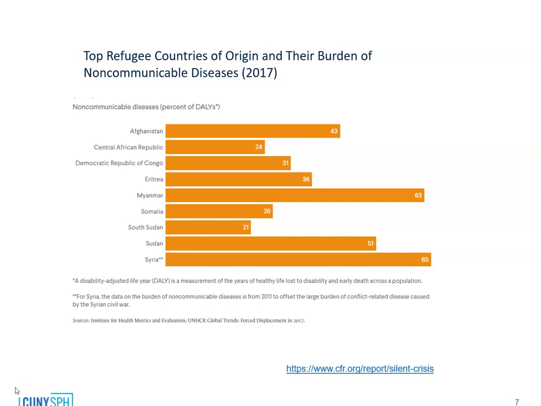Non-communicable diseases also account for a significant share of the health burden in different countries facing crises, including Syria, Afghanistan, Eritrea, and Sudan. Countries that are similarly major source of refugees. In Myanmar, for example, which is the source of over 1 million Rohingya refugees, cancer, heart disease, and other NCDs now represent more than 60% of the country's health problem.